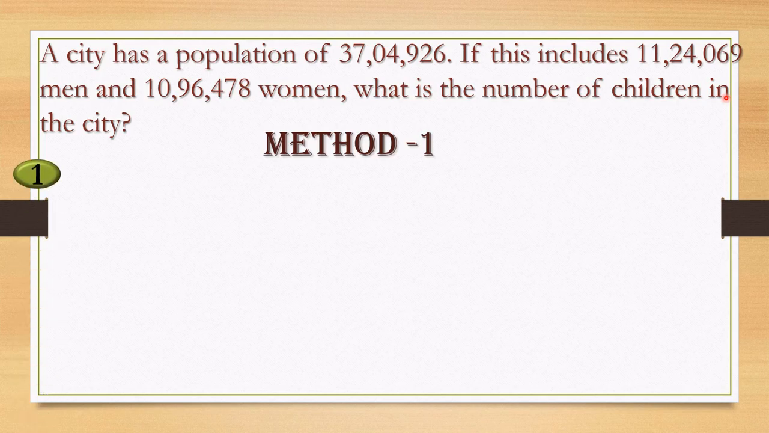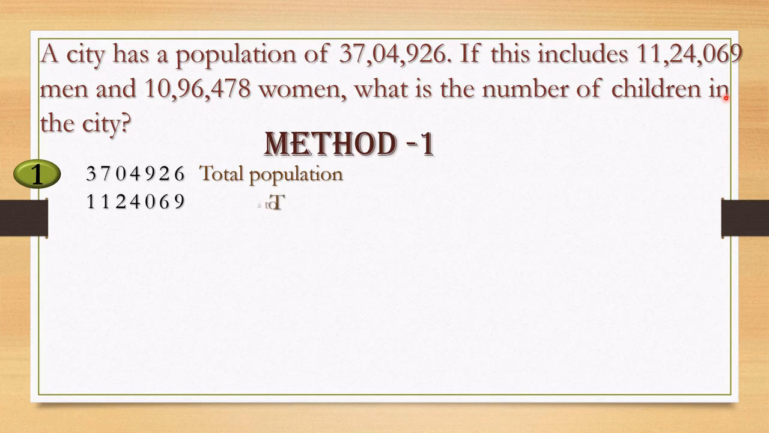Okay, now see this. In this method there are two steps. Okay, first step, see here we will write the total population of that city, that is 37,04,926. Okay, this is the total population. From this we will minus the number of men, that is 11,24,069, isn't it? Total men. Okay, we will do this.